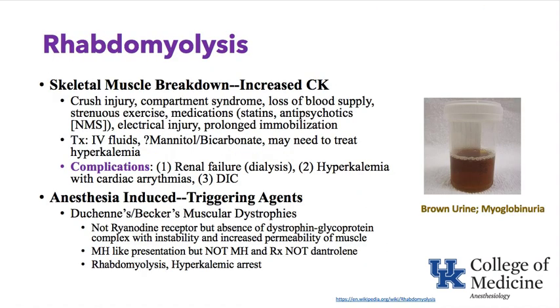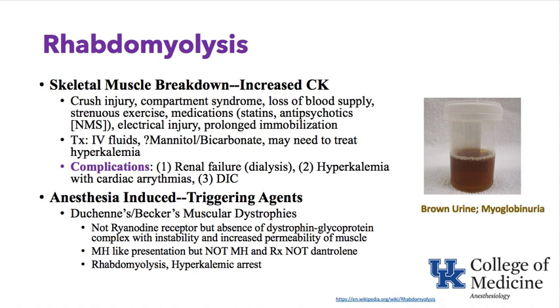Rhabdomyolysis is skeletal muscle breakdown and is associated with an increase in creatine kinase in the blood. Causes include crush injuries to muscle, compartment syndrome, as we mentioned in the last keyword, loss of blood supply to a muscle, and strenuous exercise. Someone runs a marathon for the first time and they get brown urine and kidney failure. The brown urine is from breakdown of muscle, and shown in the picture on the far right is what it actually looks like, and that's myoglobinuria, myoglobin present in the urine.